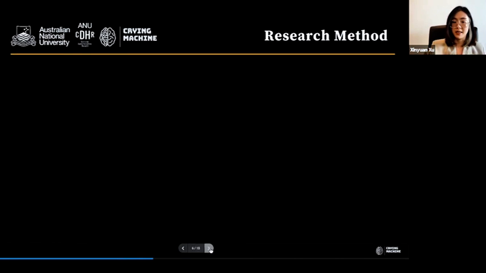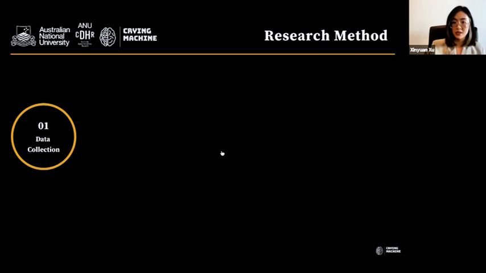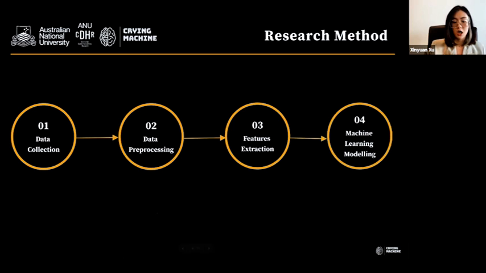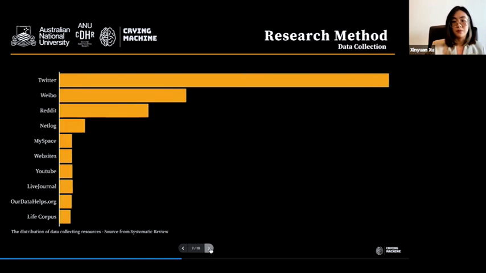Based on the systematic review, I have developed a 4-step method for this project. That is data collection, data preprocessing, feature extraction, and machine learning modeling. According to the systematic review, the most popular platforms for collecting data were Twitter, Weibo, and Reddit.